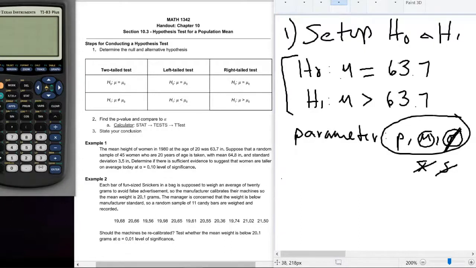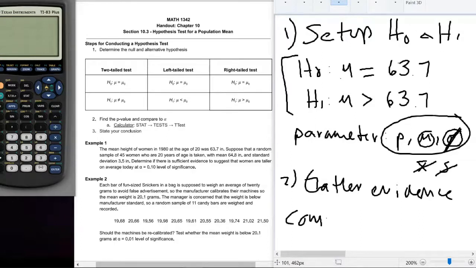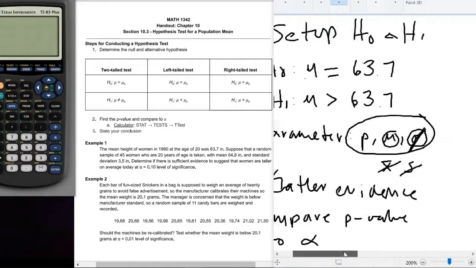For step 2, gather evidence. If we're making the claim that women are taller on average today, we need to gather evidence. And once again, the p-value method is the one we'll use. It's a more practical use in this class. So we're going to compare the p-value to the alpha level. Okay, we'll compare the p-value to alpha.